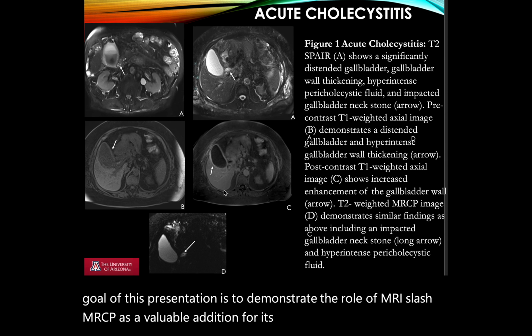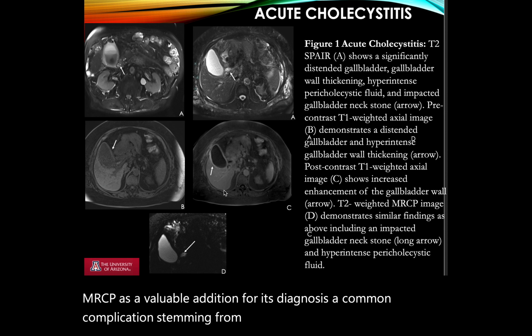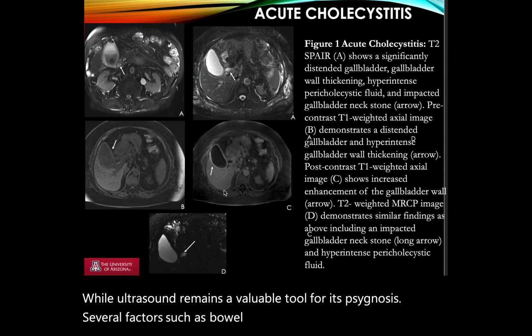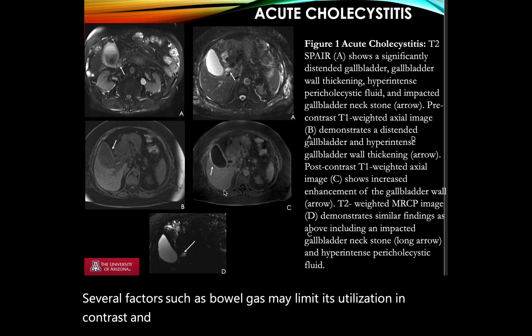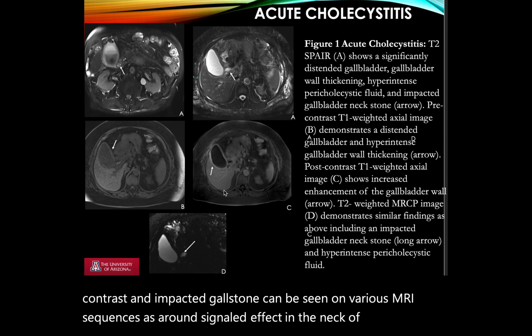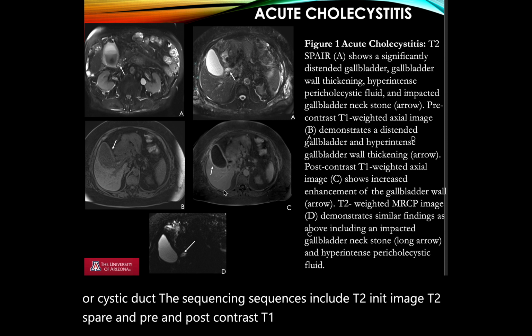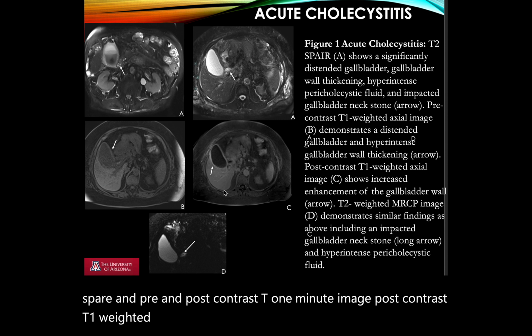A common complication stemming from gallstones is acute cholecystitis. While ultrasound remains a valuable tool for its diagnosis, several factors such as bowel gas may limit its utilization. In contrast, an impacted gallstone can be seen on various MRI sequences as a round signal defect in the neck of the gallbladder or cystic duct. These sequences include T2 weighted image, T2 SPAIR, and pre and post-contrast T1 weighted image. Post-contrast T1 weighted image can also show gallbladder wall thickening and inflammation with increased enhancement.